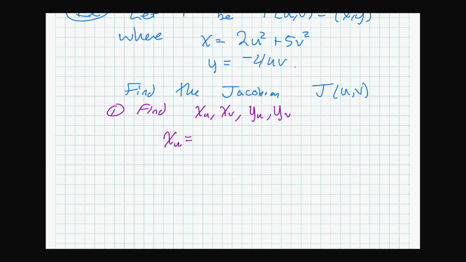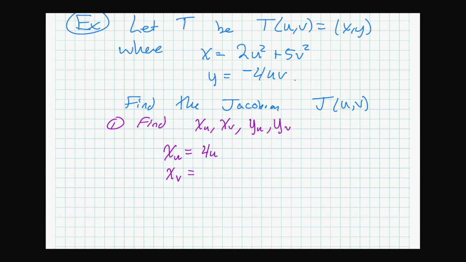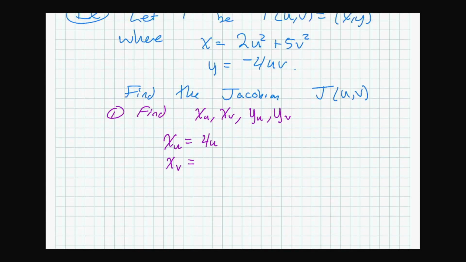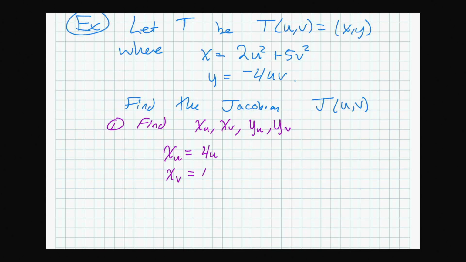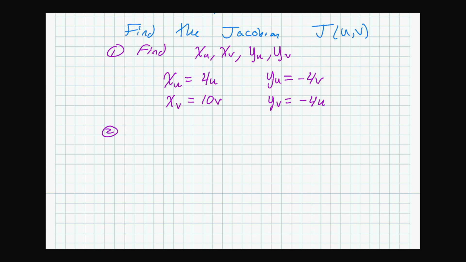So x_u is the partial of x with respect to u. That's going to be 4u. x_v is the partial of x with respect to v. That's going to be 10v. And then y_u is the partial of y with respect to u. So taking the partial derivative here with respect to u is going to be negative 4v. And then y_v is going to be negative 4u. So you just find your partials, and then you use your Jacobian formula.